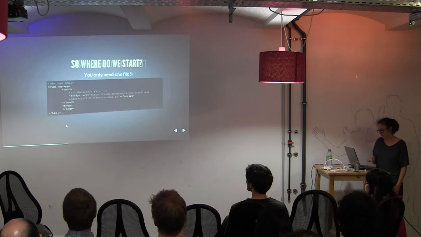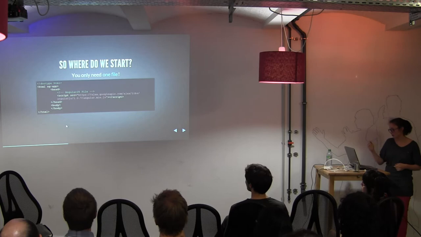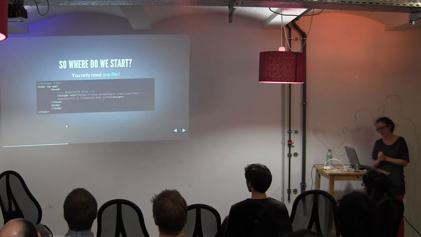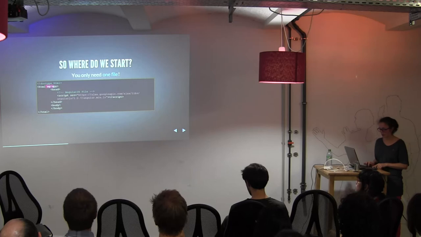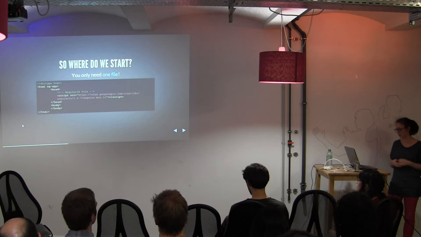So where do we start when you want to create your own app? You only need one file. You download the AngularJS file on the website, then you call it in the head of your index.html. Then you initialize your app by calling here the ng-app attribute. And this is it. You have your first app running.